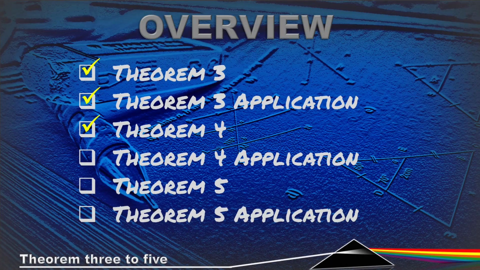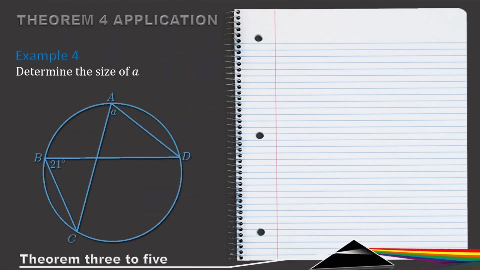Alright, so now going on to the application. So for example, determine the size of A. Very straightforward. We can say that A is 21 degrees, and our reason is angles in the same segment.